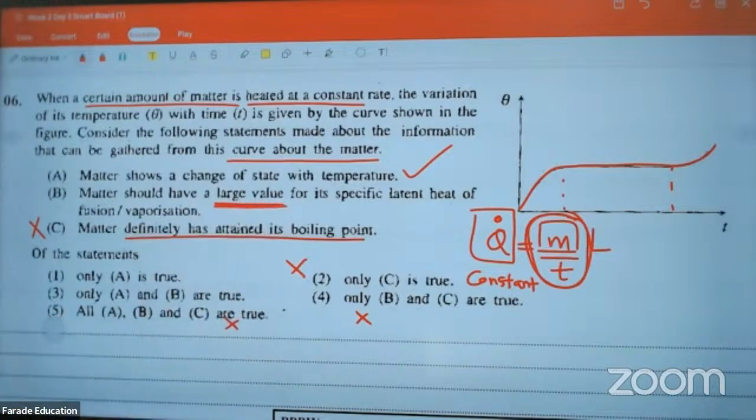So selection is between these two. The keyword here is large value. Let's write below first. We cannot say it has attained boiling point. This is because it may be fusion.